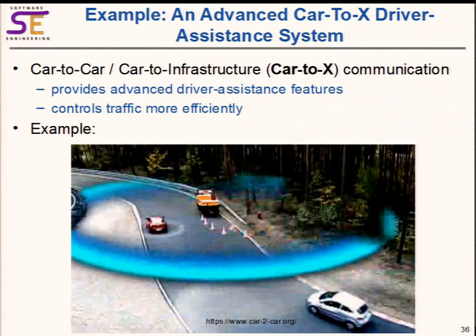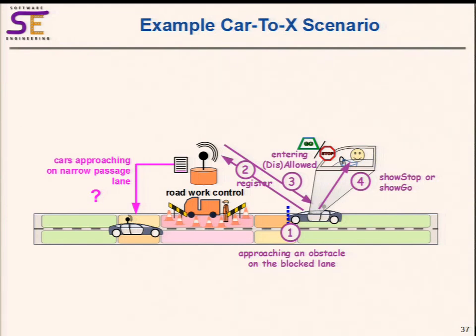which basically is something that you will find in cars in the future. For example, some cars that communicate among each other and with the road infrastructure to handle certain traffic situations more efficiently, for example, passing roadworks. So we have scenarios where if a car approaches the roadworks, they must register, and there is some control station which knows if there are cars approaching that may have the right of way, and then either they disallow or allow a driver to pass the roadworks and so on.